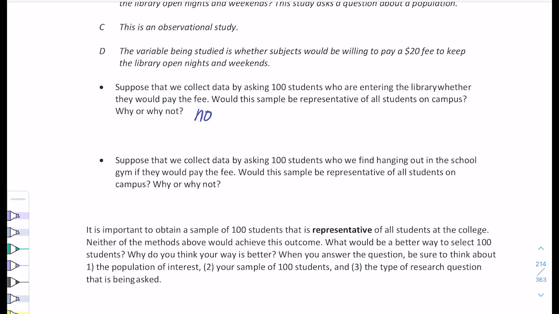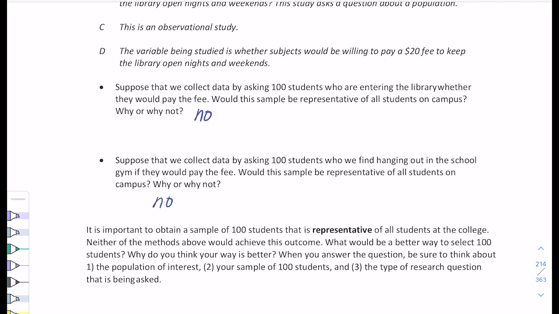Suppose we collect data by asking 100 students who we find hanging out in the school gym if they would pay the fee. Would this sample be representative? Again, I would say no, because those students may not ever go to the library. So why would they want to pay the $20 fee? They might not agree. But then you might have some students who do. But you're leaving out a portion of the population, the students that go to the library, that would have a vested interest in it.